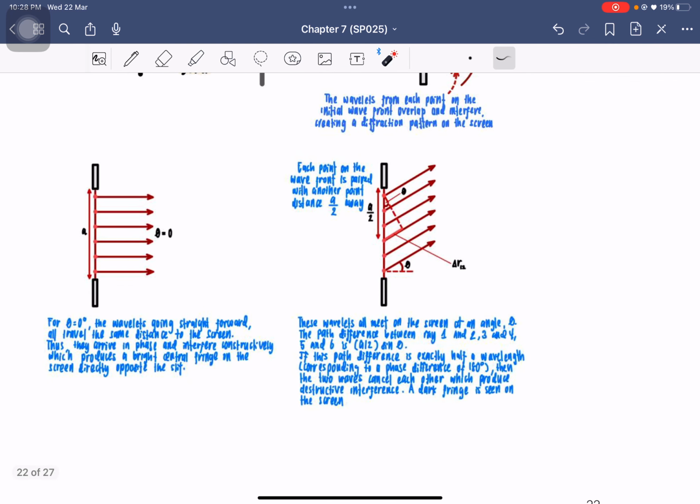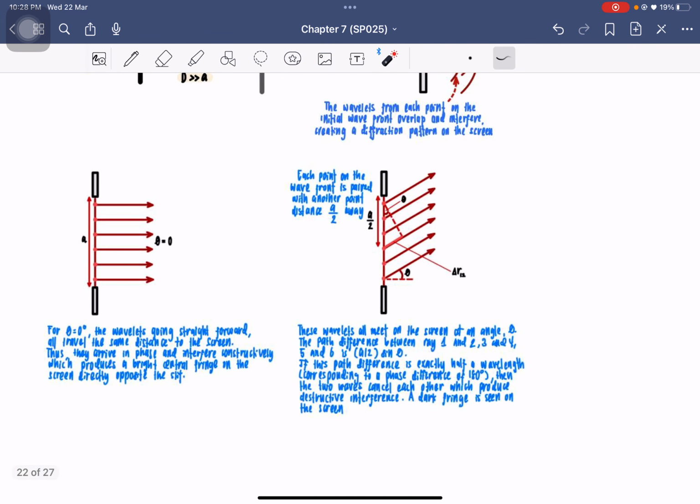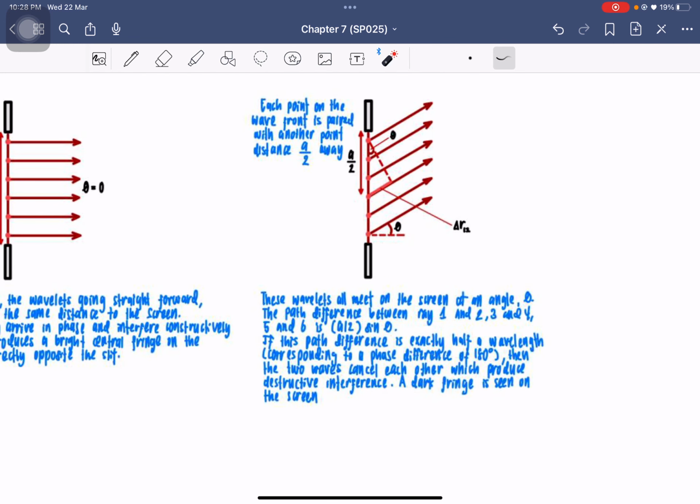Okay, if the wavelets meet on the screen at an angle of theta, the path difference between ray 1 and 2, 3 and 4, and 5 and 6, this is 1, 2, 3, and 4, this is 5, 6, is the width of the slit divided by 2 times sine theta.